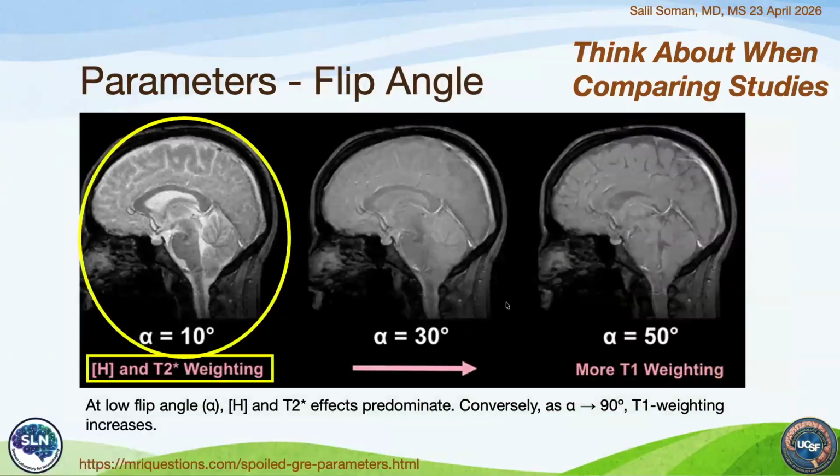For flip angle, the lower your flip angle, the more T2 star weighting you get. Hopefully you can appreciate this is the exact same person, exact same sequence, but we just changed this one parameter and you get an image like this versus an image like this. They look quite different.